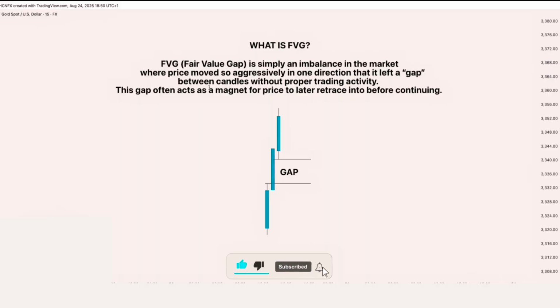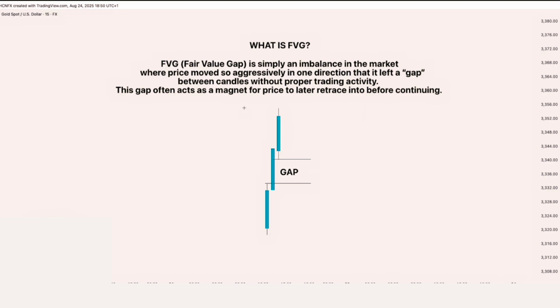What is fair value gap, or FVG? So this simply means imbalance in the market, where price moves so aggressively in one direction that it left a gap between candles without proper trading activity. Now, this gap often acts as a magnet for price to later retrace into it before continuing. So this move is more of a trend continuation entry.